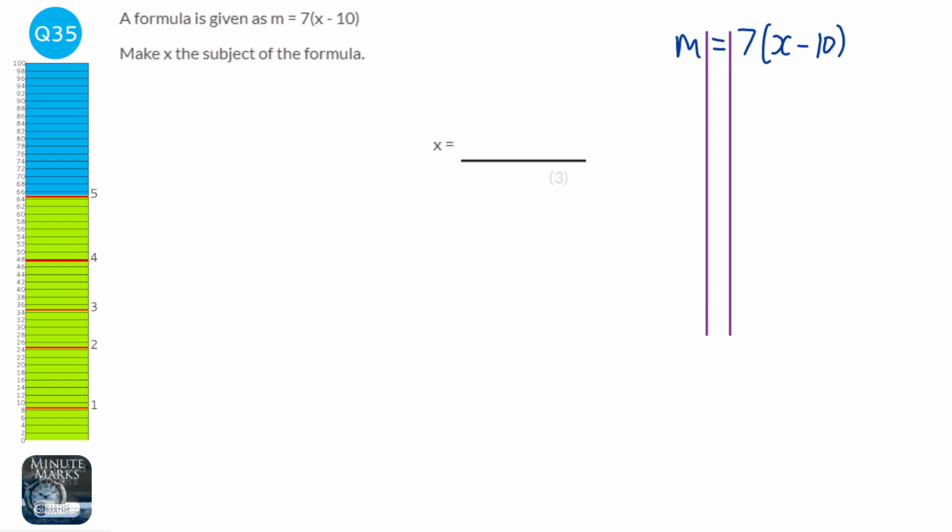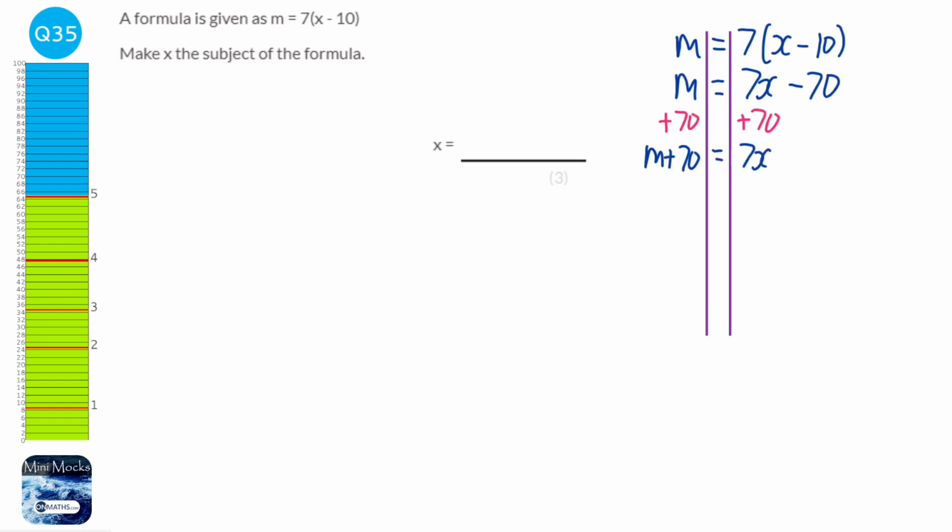I'm going to start by expanding the brackets. And we don't need to. We could divide both sides by 7, but I think this is a bit easier. And we're going to add 70 to both sides. So we're trying to get x as the subject. So we're trying to get x on its own.